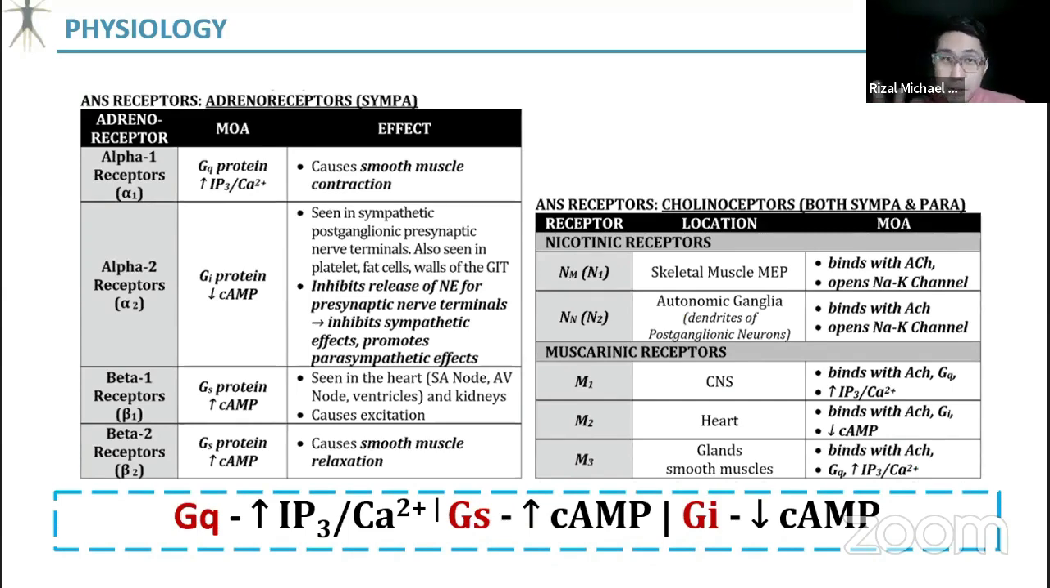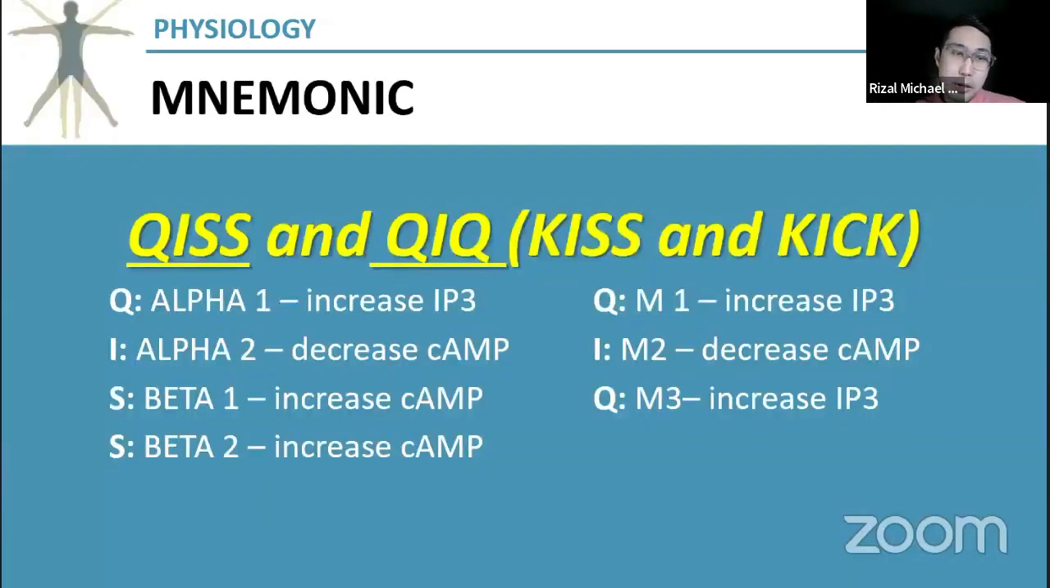So para mas madali, no, you have this mnemonic in your handout as well, yung KISS and KICK. So start ka kay alpha 1, alpha 2, beta 1, beta 2. That's your KISS. So Gq, Gi, Gs, Gs. Okay? So Gq, increase IP3. Gi, inhibitory, decrease cyclic AMP. Then Gs, stimulatory, is increased cyclic AMP.